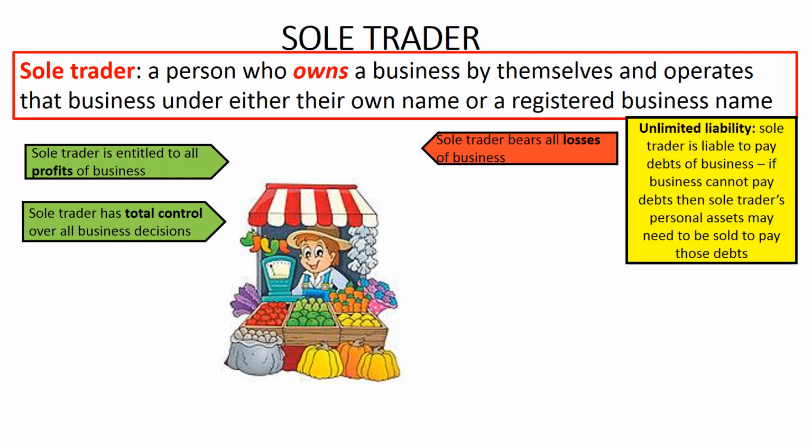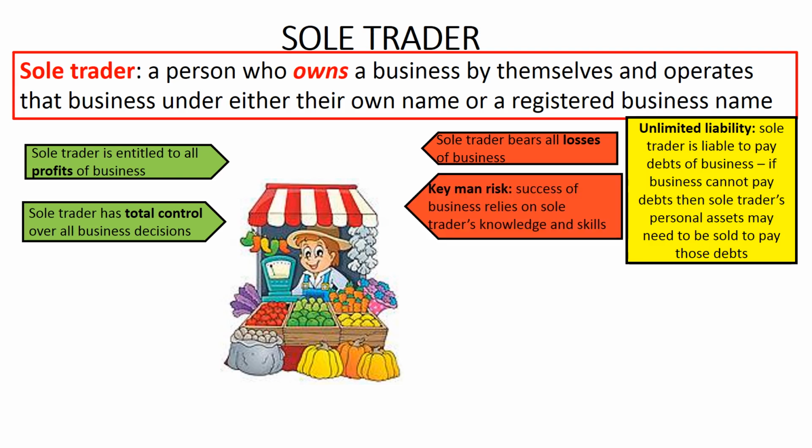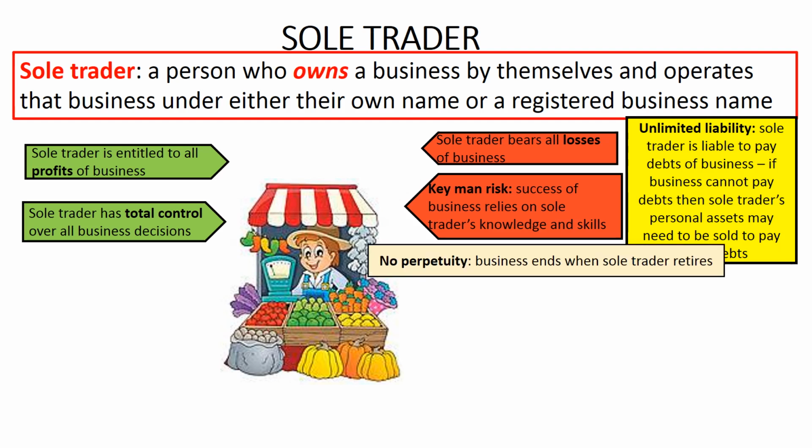However, because the sole trader is the only owner of the business, they are exposed to key man risk. This means that the success of the business relies on the sole trader's knowledge and skills. Put another way, if the sole trader is hit by a bus, then the business will no longer operate because it ceases to have an owner. A more technical way of describing this is to say that a sole trader business has no perpetuity. That is, the business ends when the sole trader retires. Now, the sole trader might retire simply because they don't want to operate the business any longer. Alternatively, they might be permanently retired if they die.